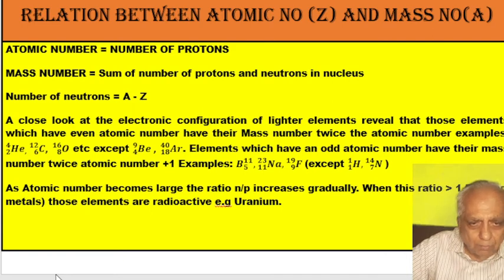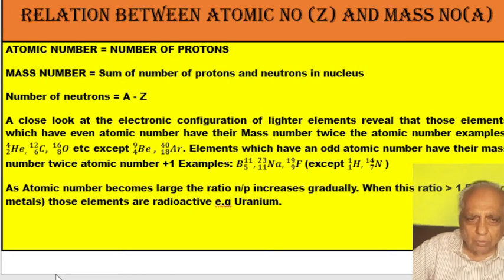This is very simple. This I had explained to you yesterday also. Atomic number means number of protons. Mass number means the sum of protons and neutrons, which are in the nucleus, and therefore the number of neutrons is mass number minus atomic number. In symbols we will say A minus Z.